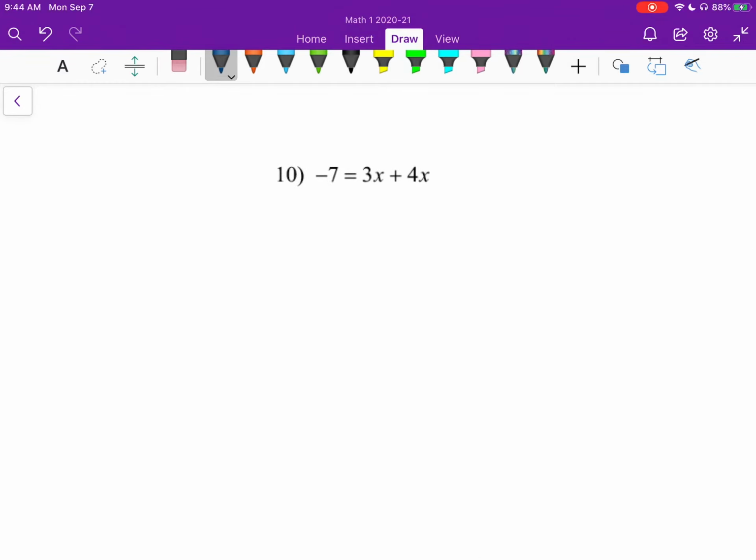Number 10. I'm going to start off by combining like terms. So I've got negative 7 equals 4, 5, 6, 7x. Is that right? Yeah, divide by 7 and I get x equals negative 1.